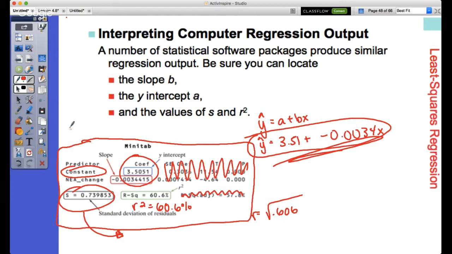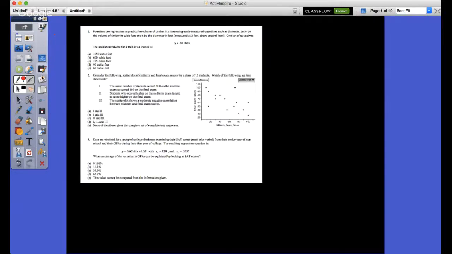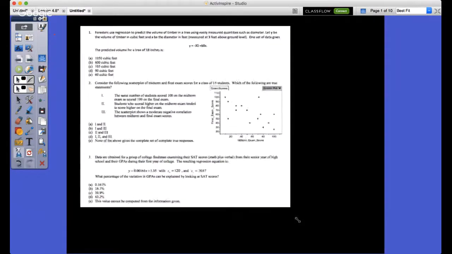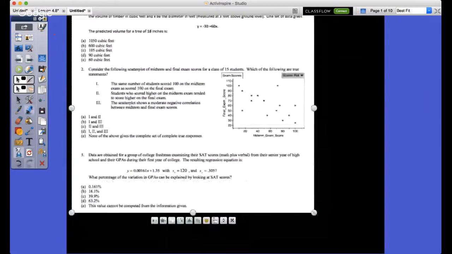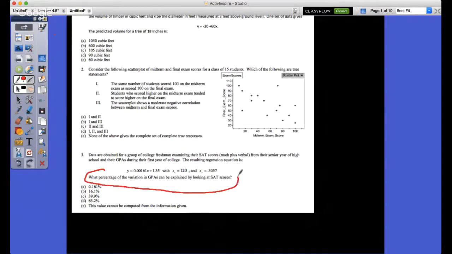Cool. Okay, so let's go to the actual questions, number 3. And man, I checked this one out earlier. This one's a doozy, so I want to make sure we go through it together. It says, here's the regression equation. What percentage of the variation in GPAs can be explained by looking at the SAT scores? GPA is our y. So what are we really asking for? What is R squared?